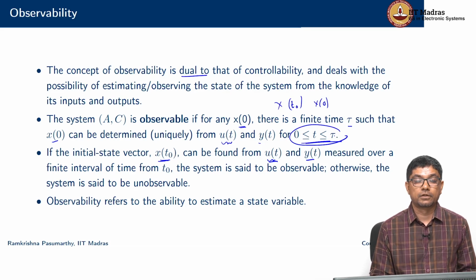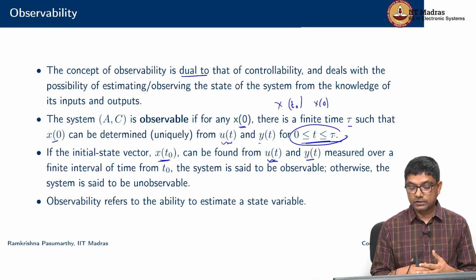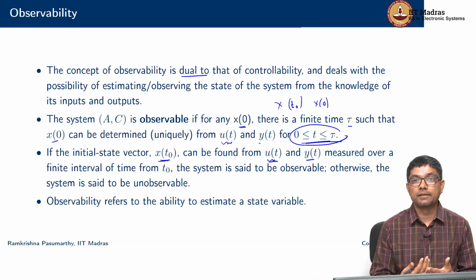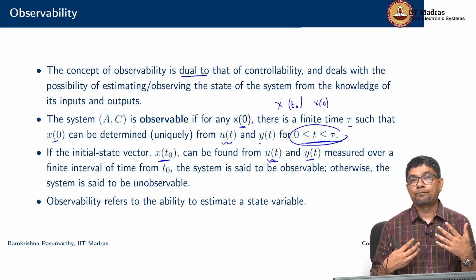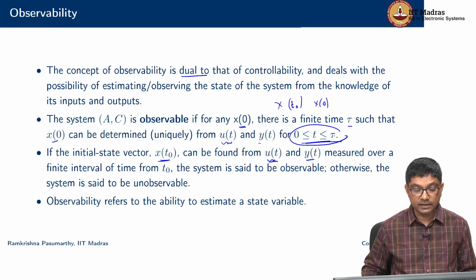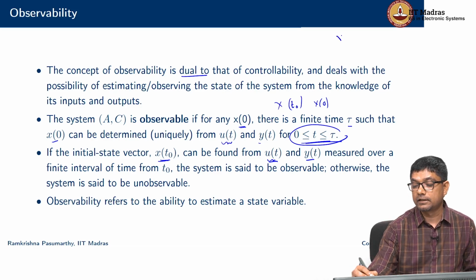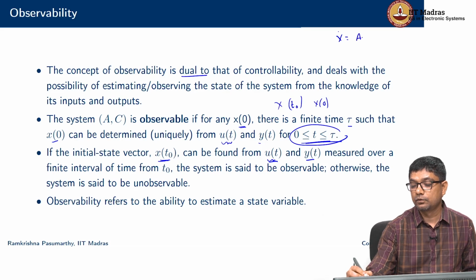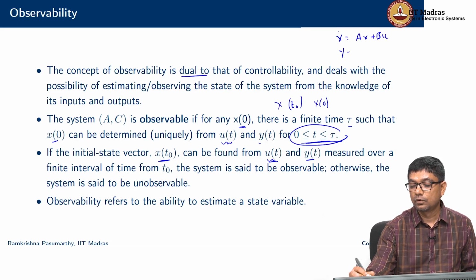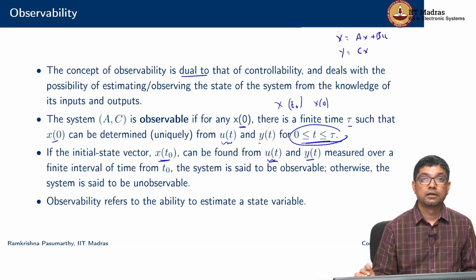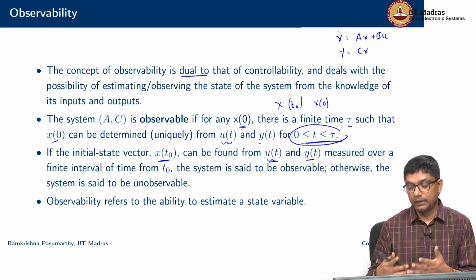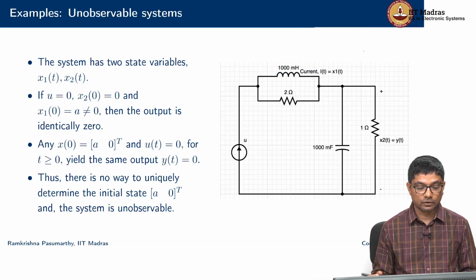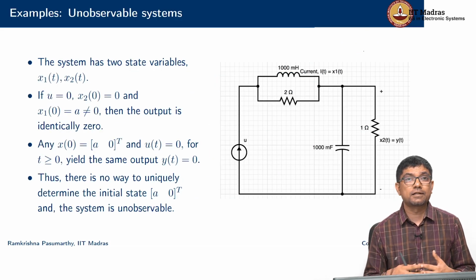Otherwise, it is unobservable. So, observability refers to the ability of estimating a state variable. Now, this is a definition, and we are interested in, given x dot equal to ax plus bu, y equal to cx, is there a way I can look at A, B and C and say whether the system is observable or not? What does it mean again?